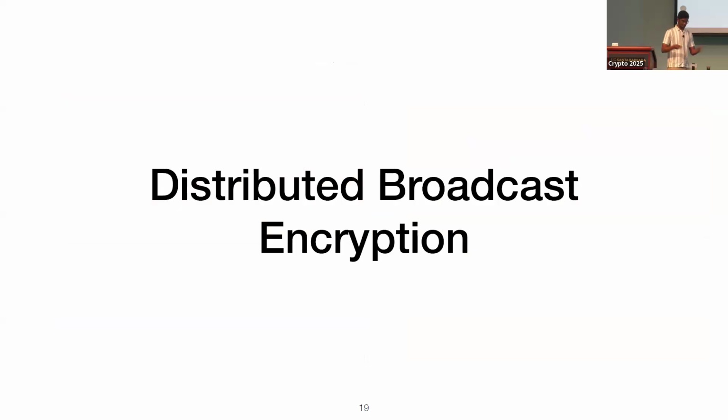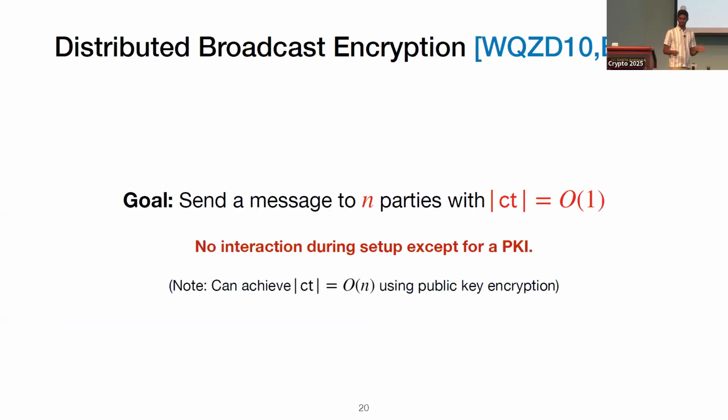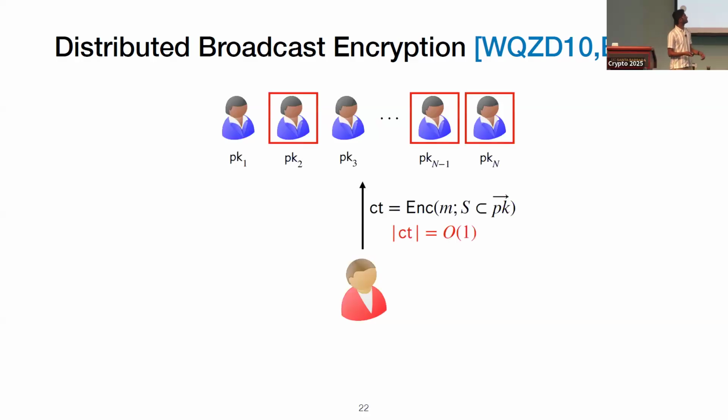Okay. So what is distributed broadcast encryption? The goal is very simple. You have n parties, and I want to encrypt a message to them with a constant size ciphertext. And I don't want any interaction during the setup except for a PKI. And note that if I gave you public key encryption, you could do this using an O of n size ciphertext. So with some more pictures, let's say there's capital N users in the system. You pick some arbitrary subset, and I want you to be able to encrypt to them with a constant sized ciphertext. And you just want semantic security against everybody that's not in this set.